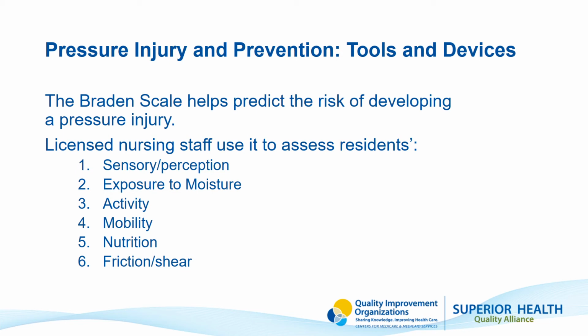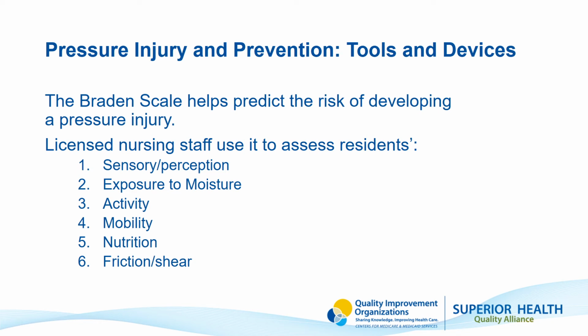The licensed nursing staff assesses and scores the residents on a variety of categories from 1 to 4 on sensory perception, the ability to respond meaningfully to pressure-related discomfort. Moisture, the degree to which skin is exposed to moisture. Activity, the degree of physical activity. Mobility, the ability to change and control body position. And nutrition, usual food intake patterns. The resident is also assessed and scored from a scale of 1 to 3 on friction and shear.